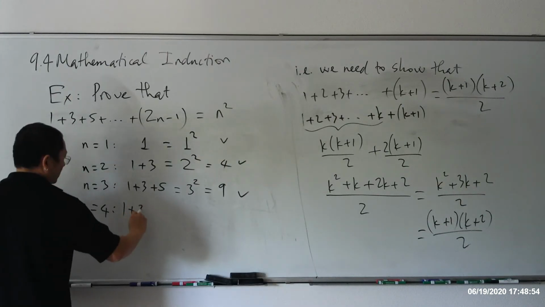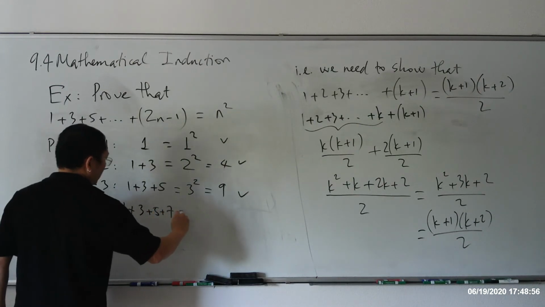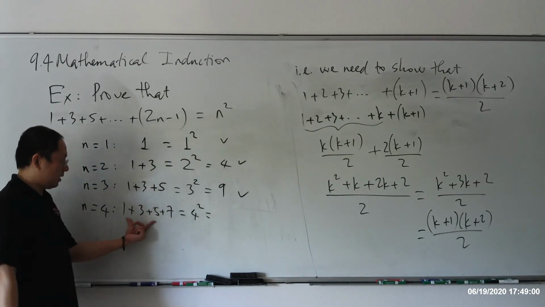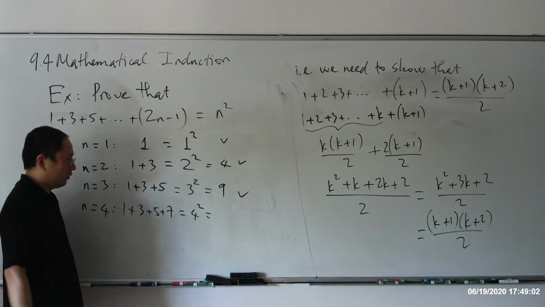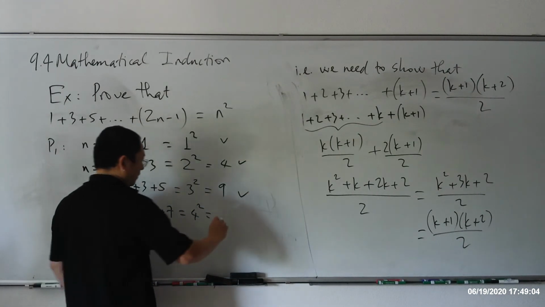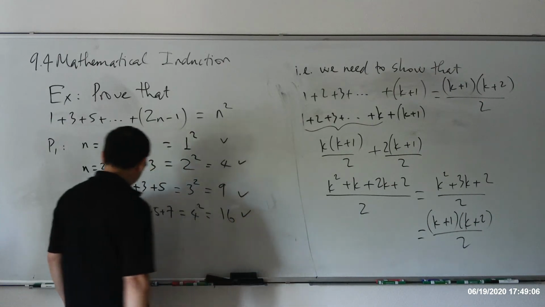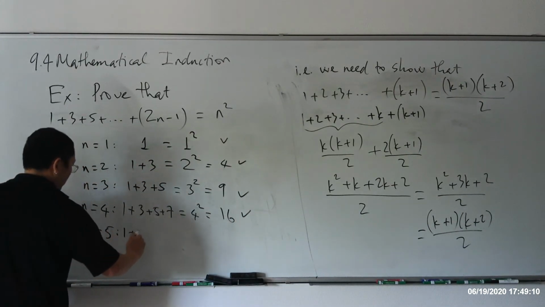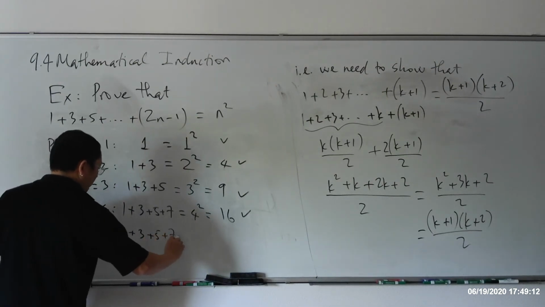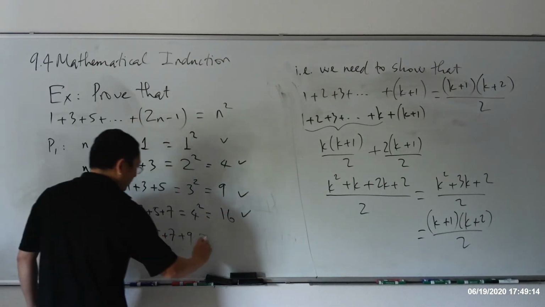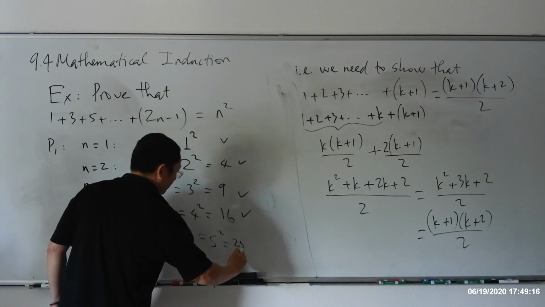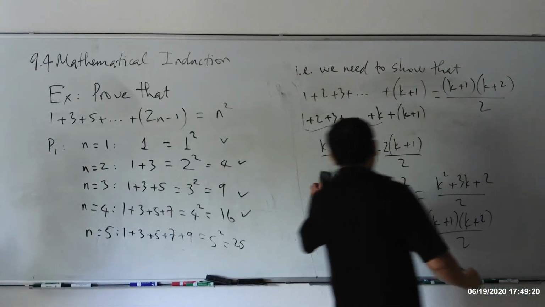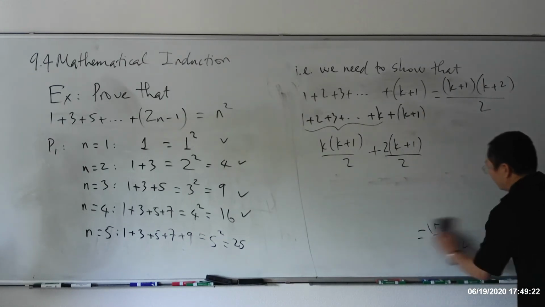Okay? Try n equal to 4. So 1 plus 3 plus 5 plus 7. Is that equal to 4 squared? Yeah. 9 plus 7, you see? The first three numbers sum is equal to 9, right? Plus 7 is 14. I'm sorry, 16. 16 is 4 squared. Yeah, it's always true, right? Try n equal to 5. 1 plus 3 plus 5 plus 7 plus 9, you see? It's equal to 5 squared, which is 25. Always true. So, I believe that this equation is true for any n.